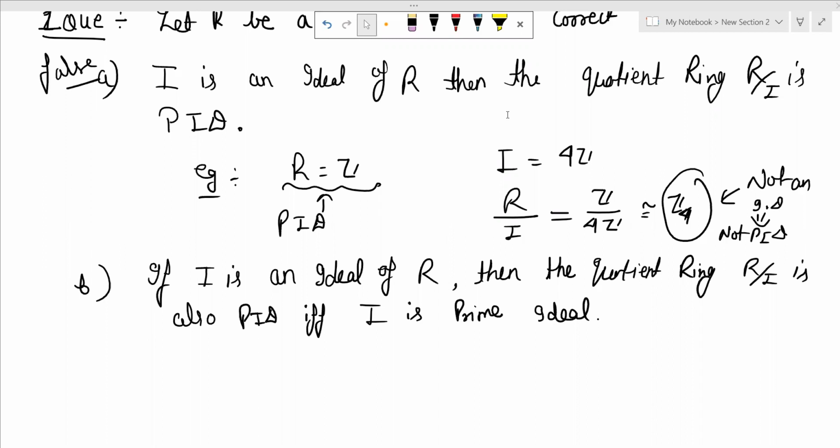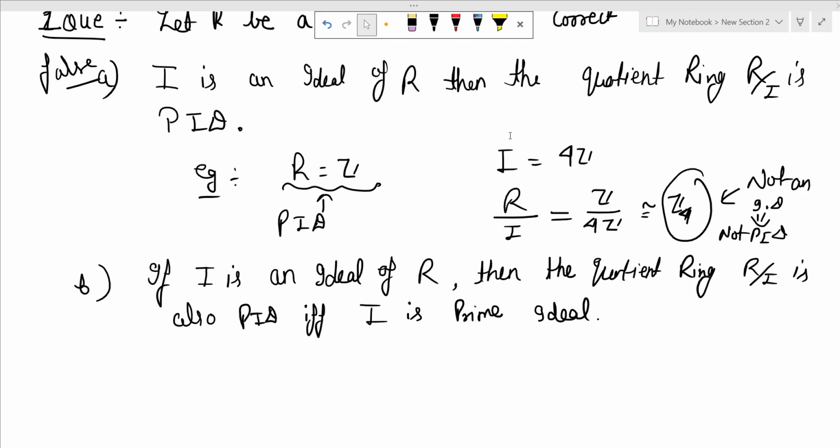Muthukumar, you are saying something, right? I think the result is true. So how will we prove it? Suppose you prove the forward implication: R mod I is a PID. How will you claim I is a prime ideal? That is obvious, right? If R mod I is a PID, that means it is an integral domain, which means I is a prime ideal. This implication is obvious.